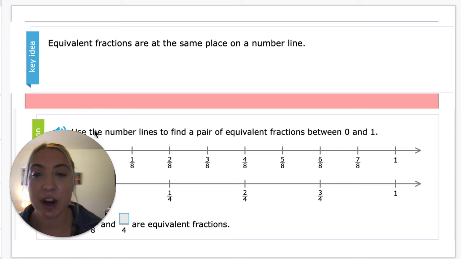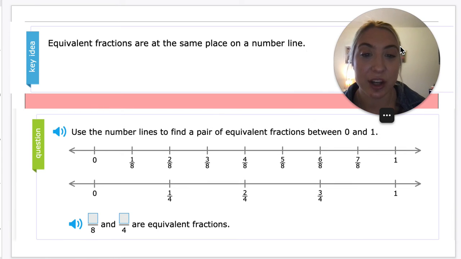So our equivalent fractions are at the same place on the number line. So they should be right on top and below each other. So we can see 2/8 and 1/4. There's one right here and then there's one right here. They're equivalent. They're right by each other. 3/8 isn't equivalent with anything divided into 4, but 4/8 and 2/4, those are equivalent, and 6/8 and 3/4 are equivalent. And we can tell because they're right on top or below each other on the number line.